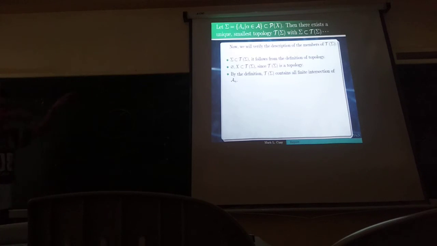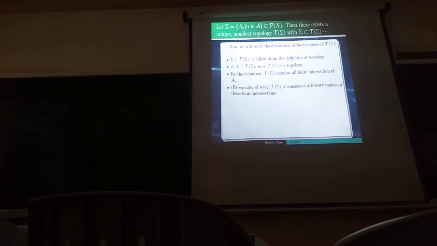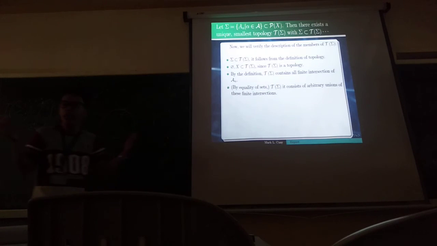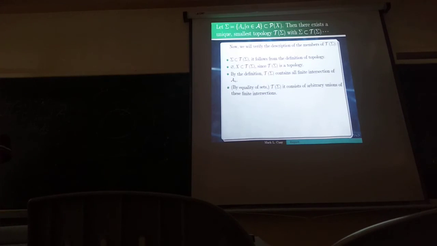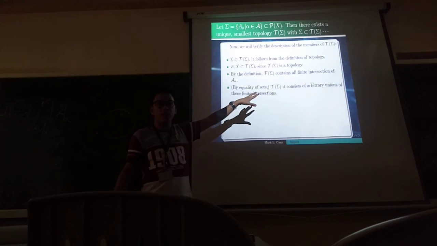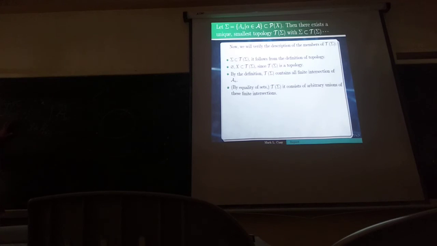The intersection, right? Tau of sigma. And also by equality of sets, tau of sigma, I put it in parentheses because I called it equality of sets, but technically the Topology book did not say equality, but for our common sense it's equality. So tau of sigma consists of arbitrary unions of these finite intersections.